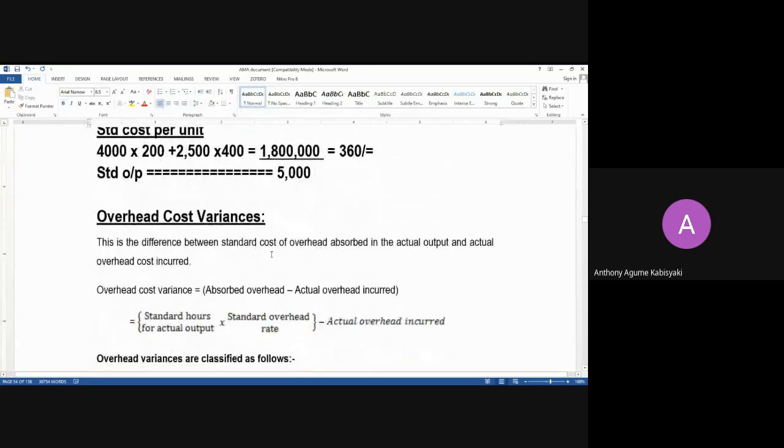So I will stop here for today. Our next session is going to focus on overheads. Once we finish overheads, I think we would be done with cost variances, and then we shall be moving to revenue or sales variances. So we have 2 sessions to complete this area.